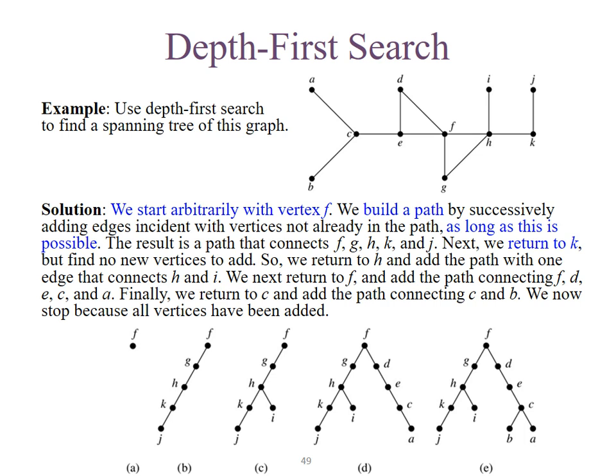Okay, so the concept is very easy. Visit as far as you can. If you cannot visit anymore, then go back to the previous vertex to see if you have any other new vertices you can put in the path.